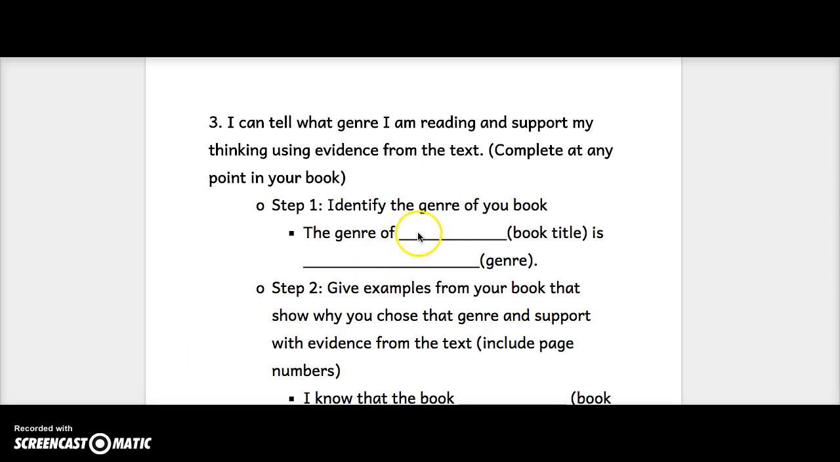So for this I can statement, I'm going to be using our text that we used before, Freak the Mighty. So the first step of what I need to do is I need to identify the genre of the book. So the genre of Freak the Mighty is, and so I'm stopping to think about this, and when I think about the book, everything that happened in the book could happen in real life. So I know that the genre of Freak the Mighty is realistic fiction.